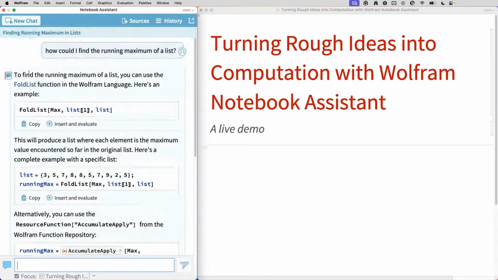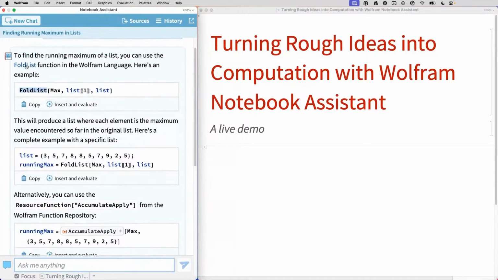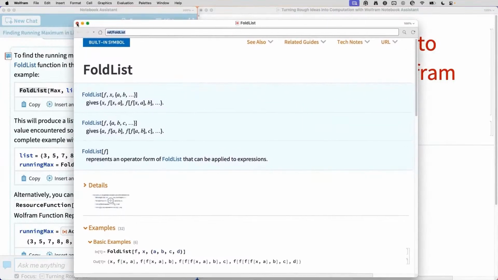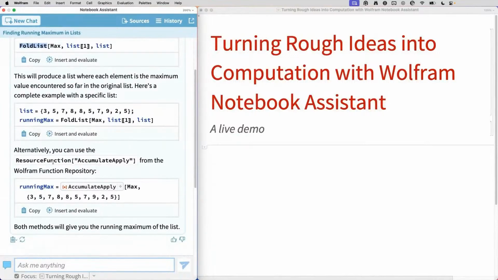So in Wolfram language, we can use the FoldList function. And here's an example of how this would work if we had some sort of list. Note that the function here is linked. If I click this, it actually opens up the documentation page so I can read all about this particular function that the assistant has linked. Here it gives us an example of this running. And then it also notes, and I think this is a neat thing, that it has access to this through our documentation, that you can use this resource function that automatically does the task that we've asked it to do. Resource functions extend the functionality of Wolfram language.